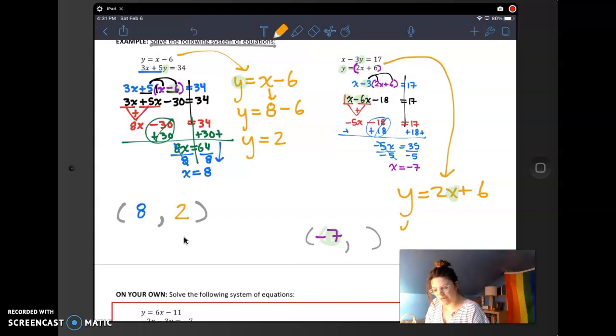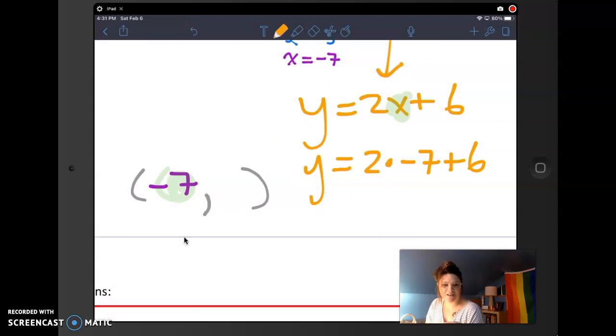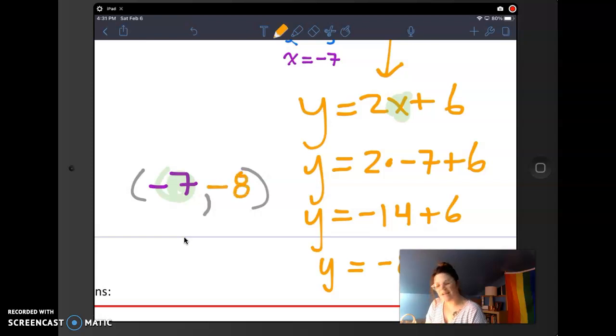So we have y equals 2 times -7 plus 6. Remember, when two letters are next to each other, or a letter and a number are next to each other, it means multiply. And feel free to put this into your calculator and do it on your calculator. That's totally fine. But if we want to do it by hand, we get y is equal to -8. So I'm going to put -8 in there. And now I'm done because I have both parts of my point.